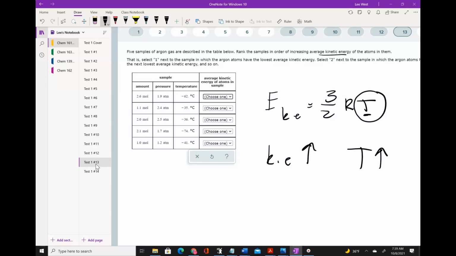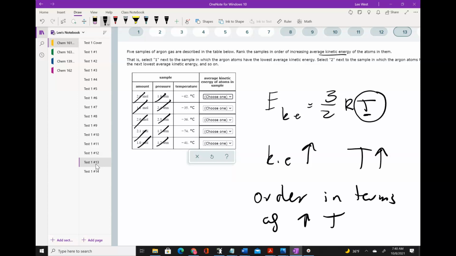What's important to recognize is that amount is irrelevant. It doesn't appear in the formula. Pressure is irrelevant. It doesn't appear in the formula. It only depends on the temperature. So when it says rank these in order of increasing average kinetic energy, another way of saying this would be order these in terms of increasing temperature.